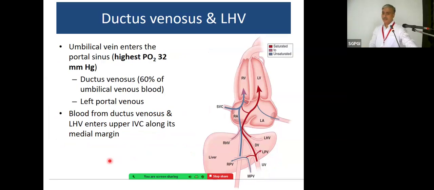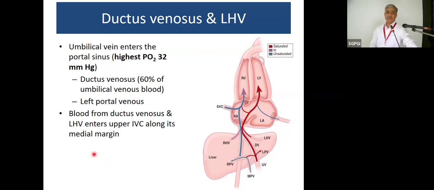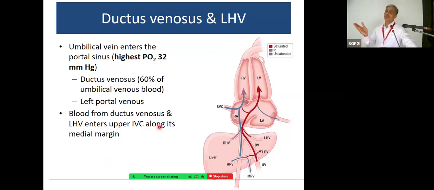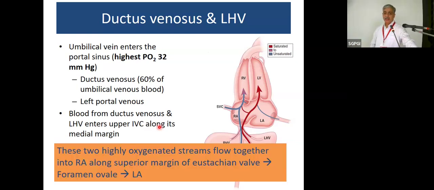The third part that we have partly discussed is the ductus venosus and the left hepatic vein, which has got a better oxygenated blood. The ductus venosus actually receives most of the blood which is coming from the umbilical vein. Almost to the tune of 2/3 or 60% of it bypasses through the ductus venosus and enters into the upper IVC along the medial margin. So what it does, actually it has got a flow which lets the blood get directly into the RV. This is partly attributed. So what happens?